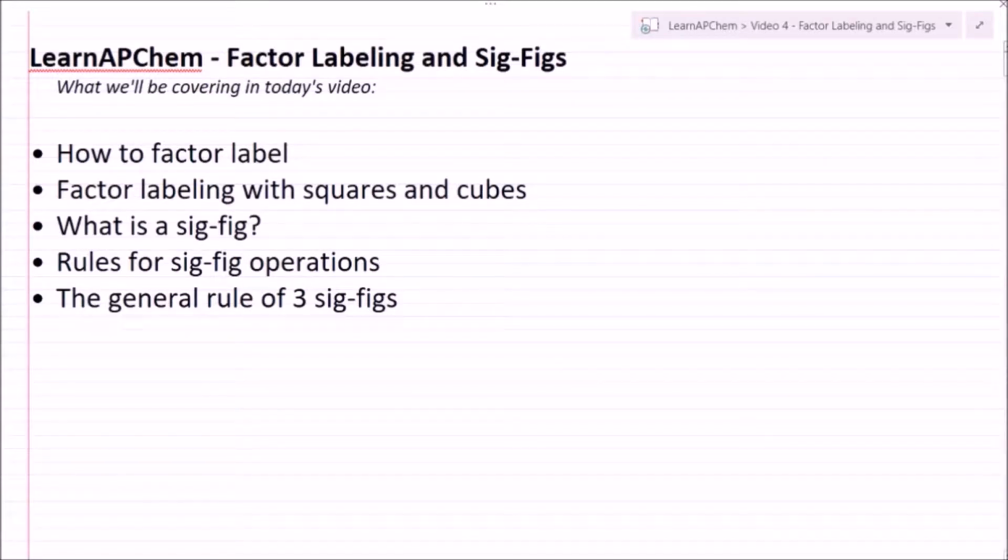In this video, we're going to go over factor labeling and Sig Figs. So we're going to talk about how to factor label with squares and cubes, what is a Sig Fig, rules for Sig Fig operations, and the general rule of 3 Sig Figs.